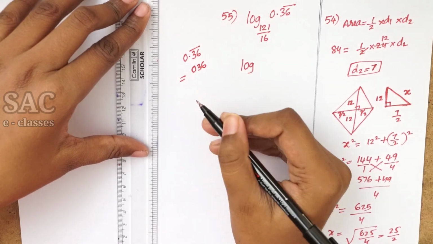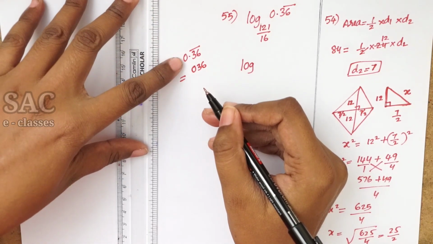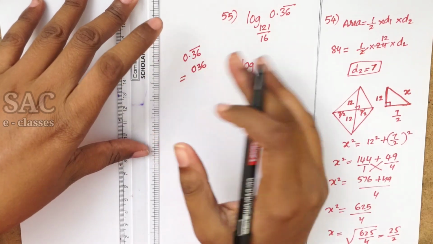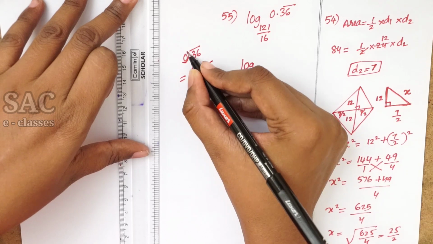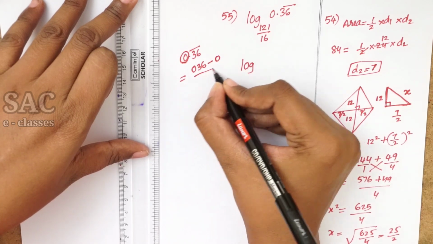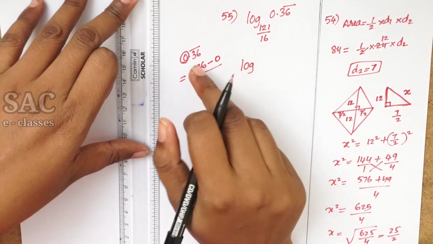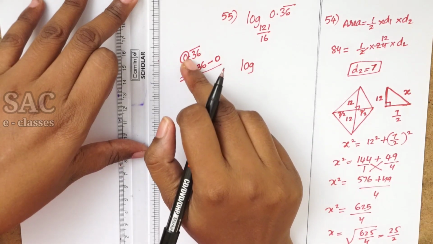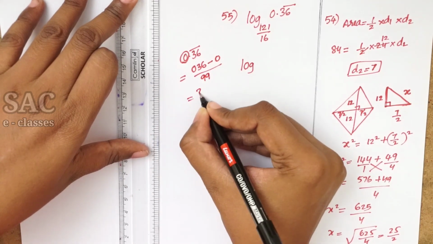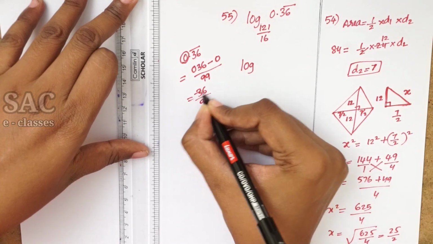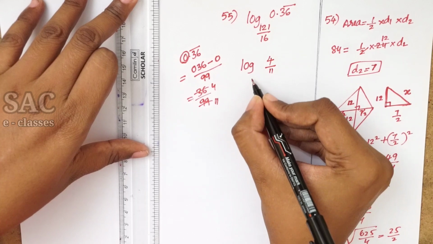While you are converting any non-terminating repeating decimal, just follow this. Think that there is no decimal point, 036 minus, subtract the integral part. What is the integral part? It is 0. The repeating digits after the decimal point are 2 digits, that's why write 2 nines. 36 by 99 will give you 4 by 11. So 0.36 bar has been converted as 4 by 11.